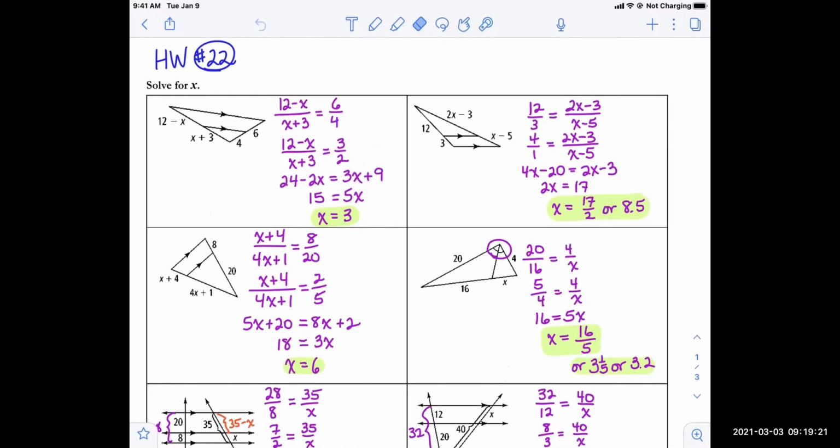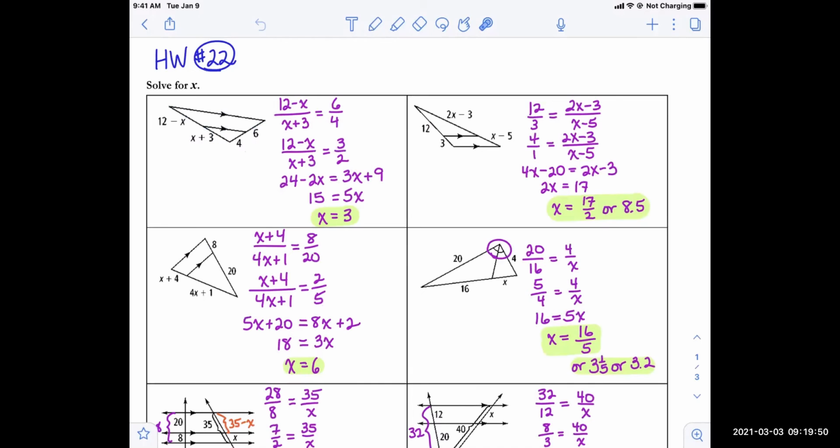Okay. So one of the theorems in 7.5 was the side splitter. Remember that if you have parallel segments here, then this ratio can be compared to this ratio. The segments on the sides are proportional. The sides are parallel here, so the non-parallel sides are cut into proportional segments. So I did 12x over x plus 3 is 6 over 4.